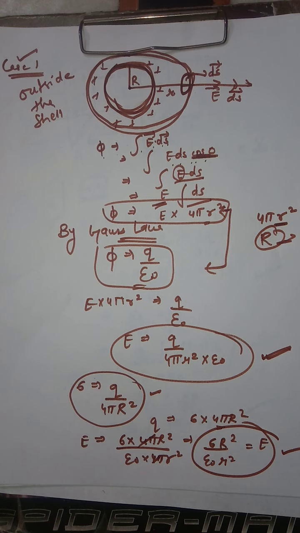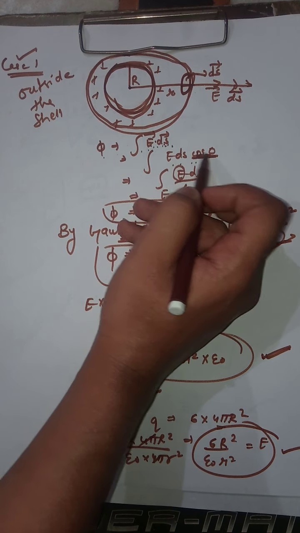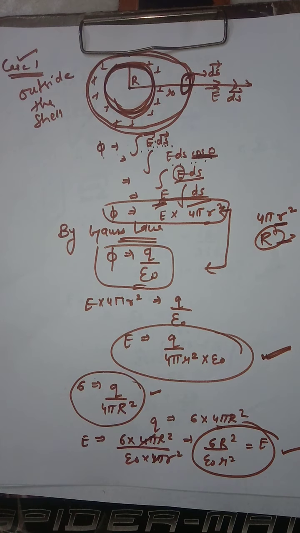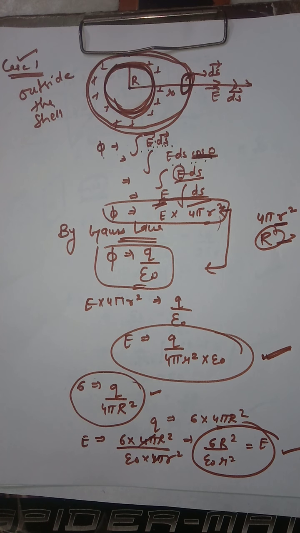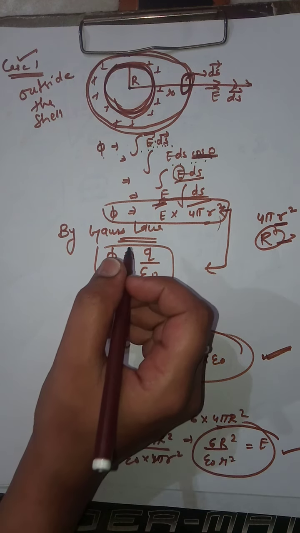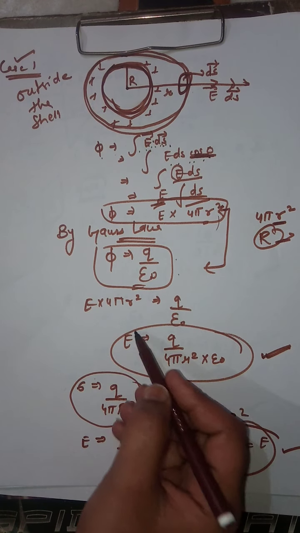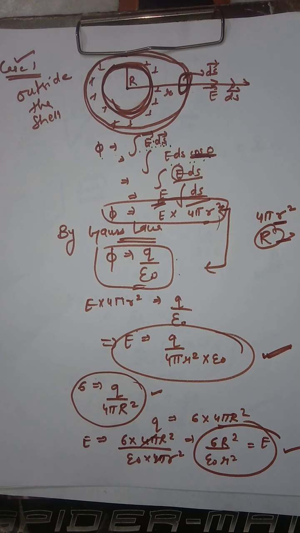Again, I am repeating, note from here. Electric flux is equal to E dot ds. The angle between E and ds is 0 degrees. The integral of ds is nothing but our surface area, that is 4 pi small r square in this case. The value of electric flux is given by Q by epsilon naught. So, these two expressions can be equated. By equating them, we will get the value of E, our electric field.